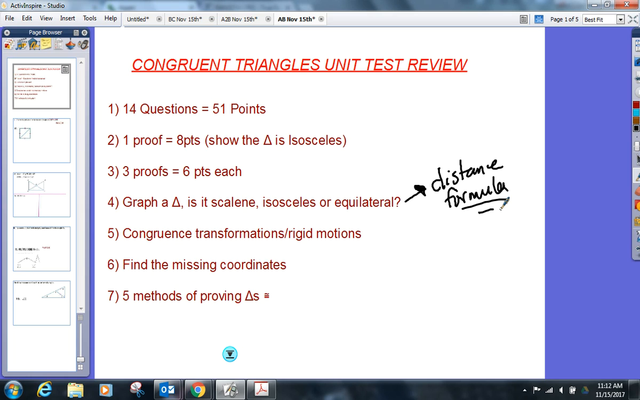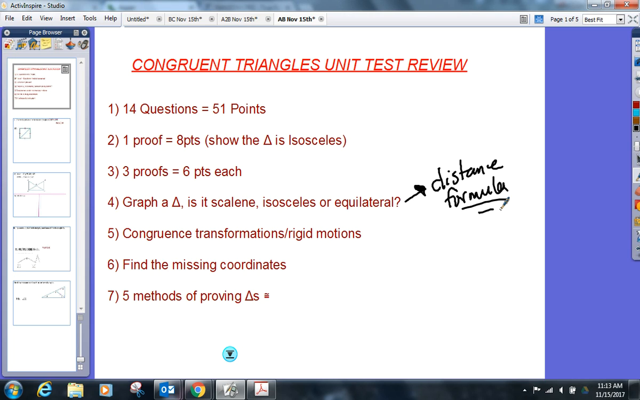Congruence transformations, what are they? What are the 3 we talked about? Rigid motions. The 3 rigid motions. Rotation, reflection, translation. Yep. So I'm sure I'll give you 2 diagrams and say, okay, what did I do? Which rigid motion did I perform to get to this one?